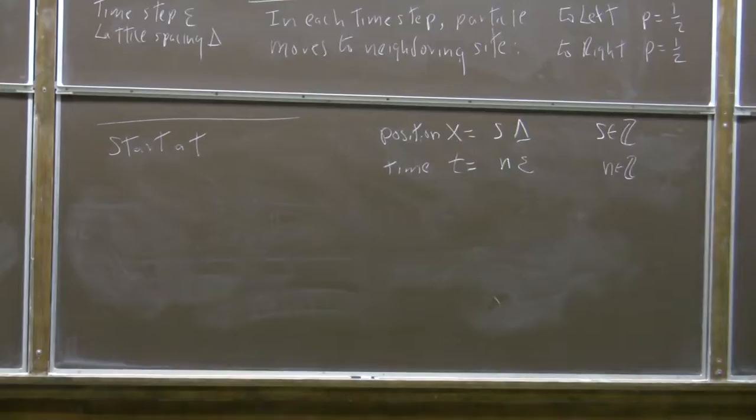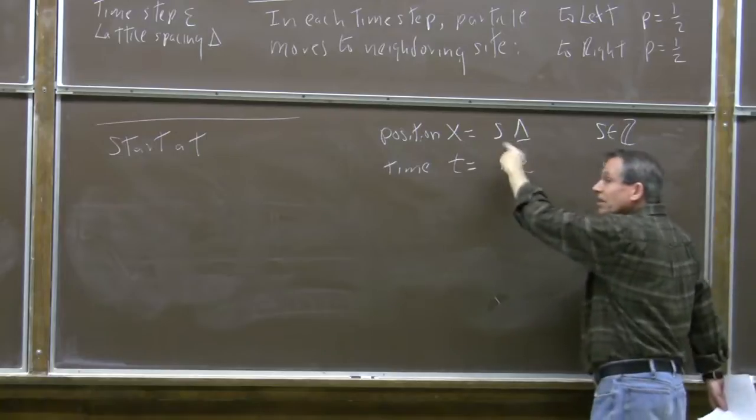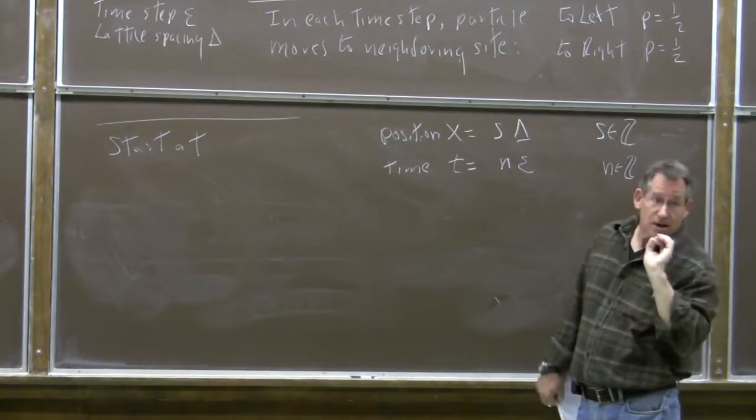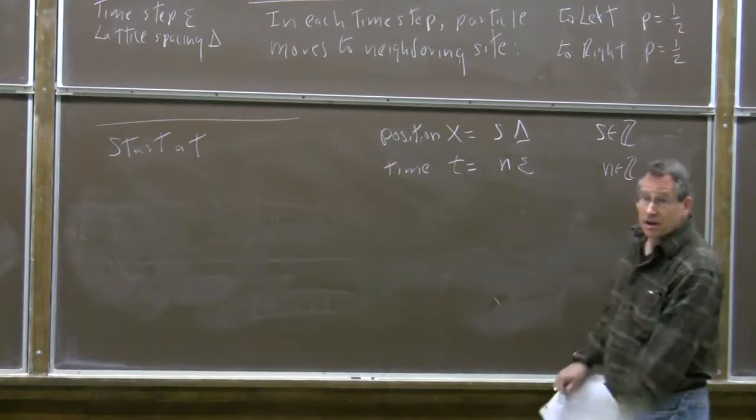So n goes to n plus 1, that means we go from a time step to the next time step. And when s goes to s plus 1, that means the particle moves to the side on the right. When s goes to s minus 1, it moves to the side on its left, right?